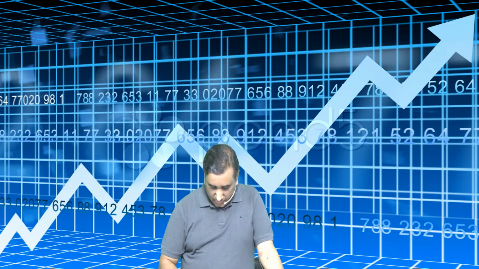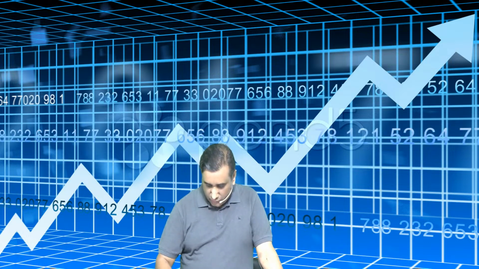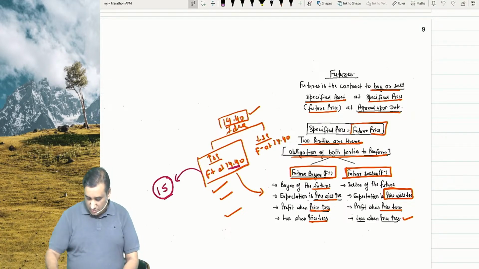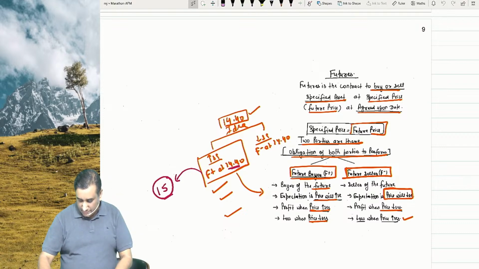Last session we covered the EFT formula. Recap of the futures. This session is on futures, combining with techniques of hedging.